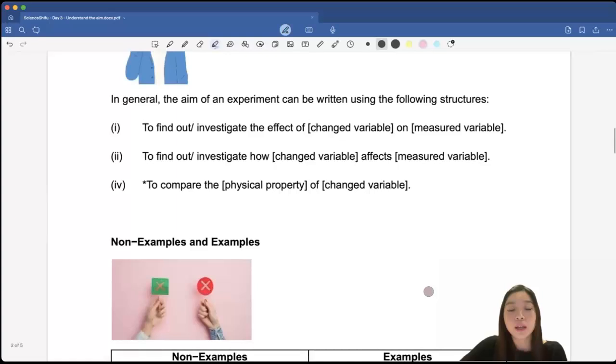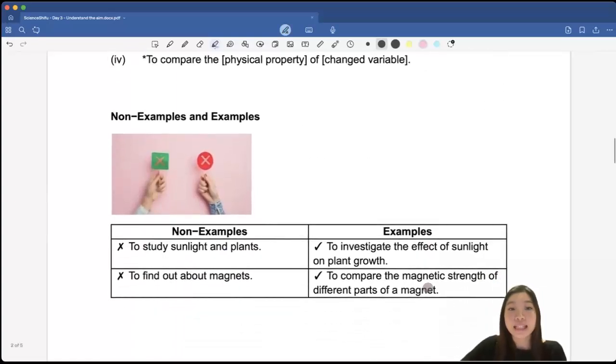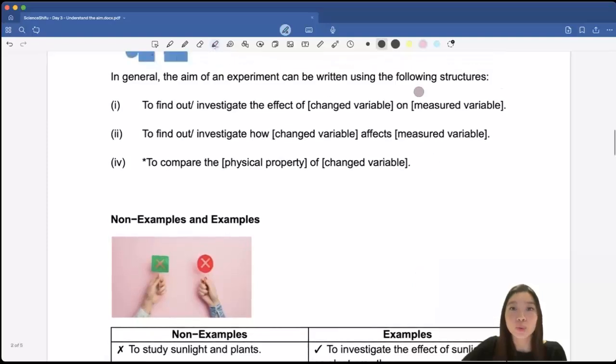Taking a look at some examples, we can see from non-examples: to study sunlight and plants, to find out about magnets. Now, these are way too vague. It does not give us much information, much context to the question. So they are definitely not something that we should learn from. A better example: to investigate the effect of sunlight on plant growth, to compare the magnetic strength of different parts of a magnet. As we can see, these examples can be closely linked to the structures of aim.